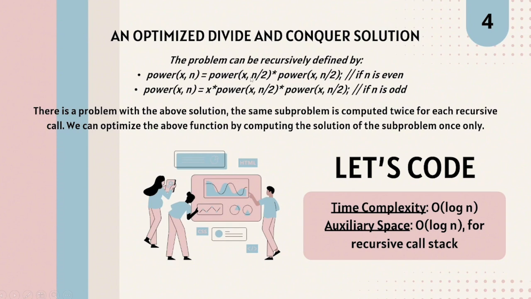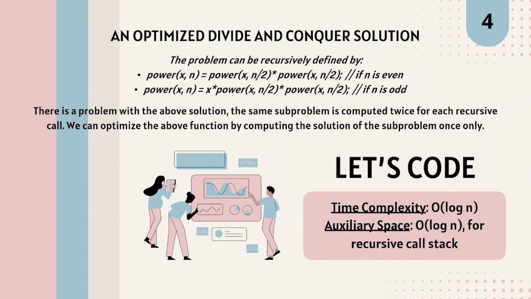So what was the problem with the naive solution, guys? The same sub-problem was computed twice for each recursive call. Because see here, for even we have one call, and for odd we have another call. But in the iteration case, you are doing the same thing for both of them.